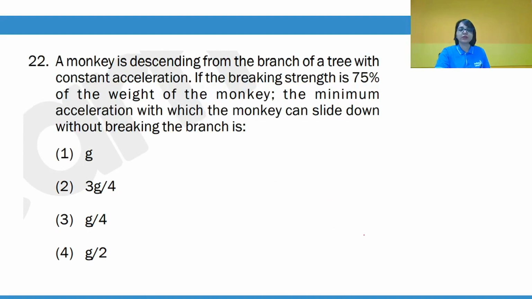Next is question number 22. A monkey is descending from the branch of a tree with a constant acceleration, and the maximum tension in the string will be 75% of the weight of the monkey. We need to find the minimum acceleration. So it will be mg minus 75% of mg, that is 3 by 4 mg, that is equals to ma. So a will be g by 4, which is option 3.